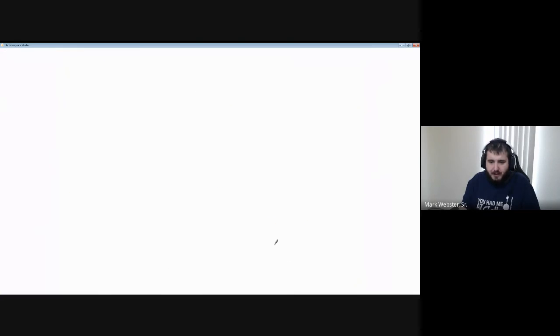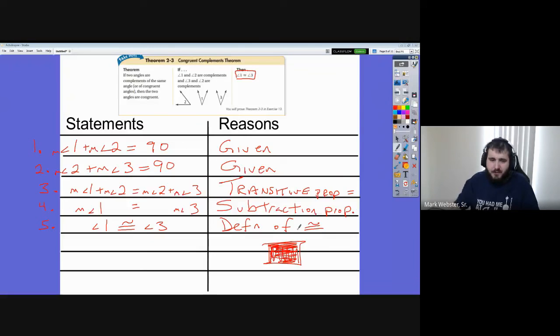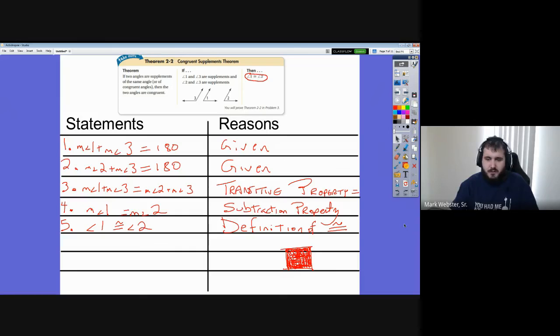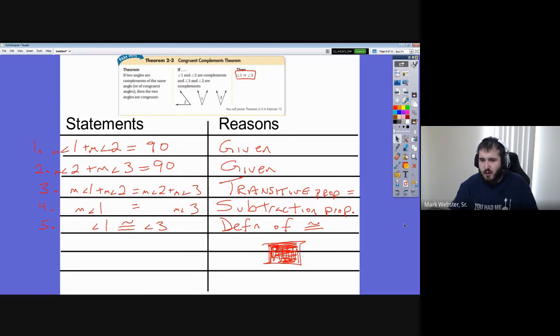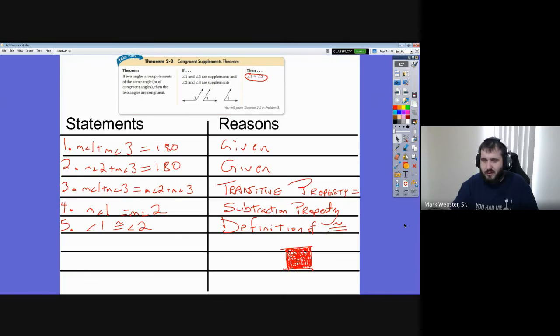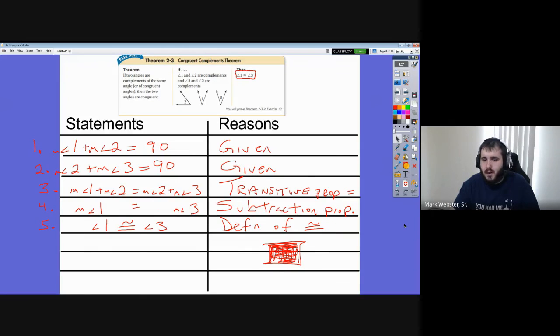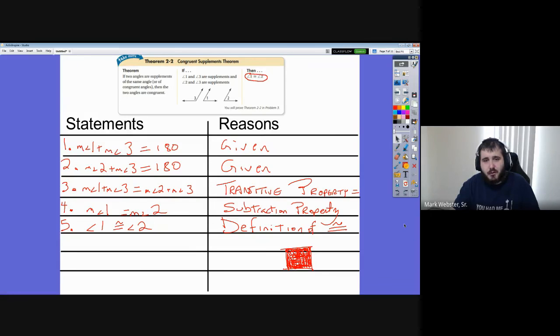You know, again, if you look back and forth with these, you see how it's literally exactly the same problem? Look at here versus look at here. Same exact reasons. Transitive property of equality, subtraction property, definition of congruence. Literally the exact same steps every single time. The only difference is in this one, the two angle pairs were complementary angle pairs, and here they were supplementary angle pairs, but literally exactly the same idea.